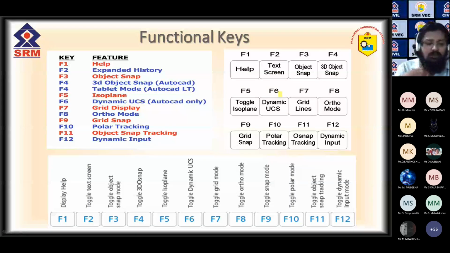Then F10 is polar tracking. If you are in the polar coordinate system, then you can go with F10, where you can use the polar tracking system. And then F12 is the dynamic input, showing dynamic settings. Just please make a note of all these points. That will be very, very useful.